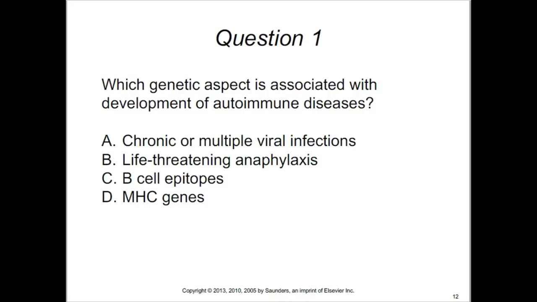So one genetic aspect. Which genetic aspect is associated with the development of autoimmune disease? Chronic or multiple viral infections, life-threatening anaphylaxis, B-cell epitopes, or MHC genes. I mean, what have we been talking about, right? So I'm going to let you figure that out if you haven't already been figuring it out.